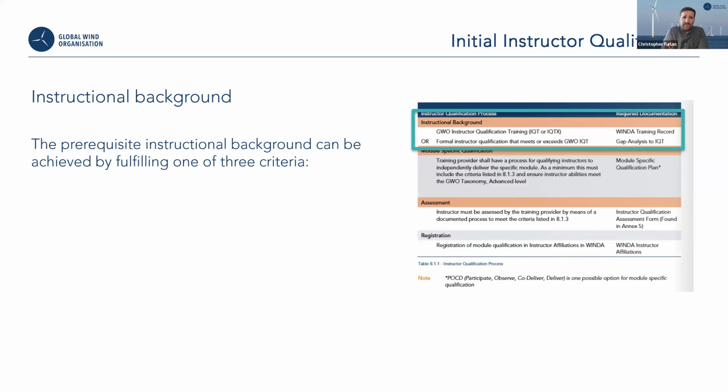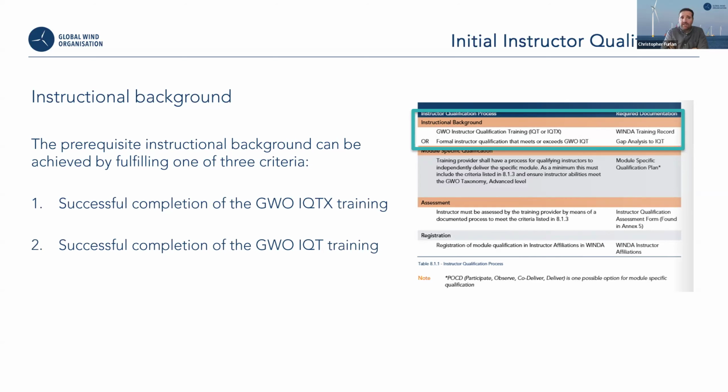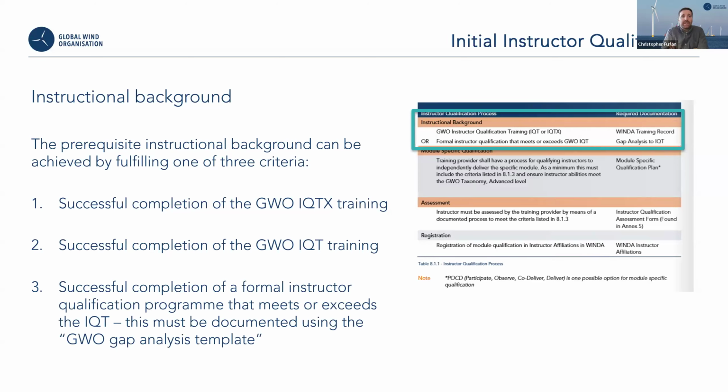So instructional background, this is the prerequisite instructional background that anyone wanting to become a GWO training provider must have. There are 3 sort of options here. One is to complete the IQTX training. Alternatively, the completion of the GWO IQT. So this essentially replaces the 100 hours with a 72-hour course, time reduction. But it also ensures that we have a standardized minimum level to measure all our instructors against. And the third option is a successful completion of a formal instructor qualification program that meets or exceeds the IQT. Again, the IQT is the measure here.